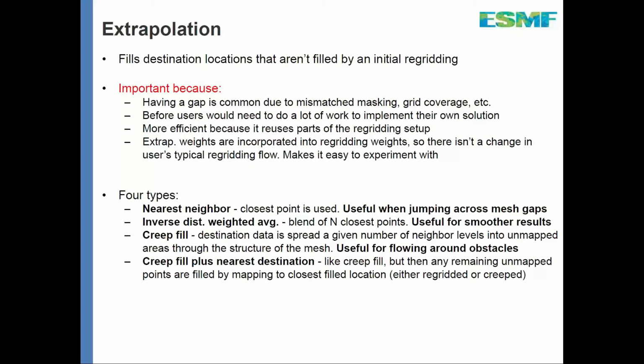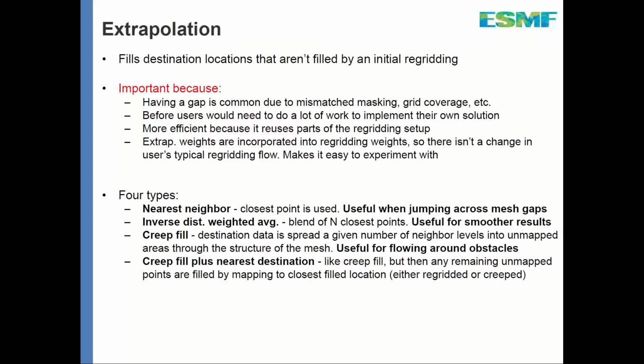So what we've done is we've added a new option to ESMF regridding, where you can just set one parameter in the regridding, and it goes through and generates weights for those missing destination points. Those extrapolation weights are incorporated into the regridding weights. And so all you have to do is set one parameter in the regridding, and voila, the missing destination points are filled. The nice thing about having them incorporated in the regridding weights is it's easy to experiment with. You can just turn it on and your regridding flow should work as usual.